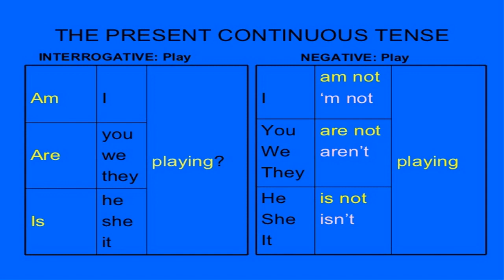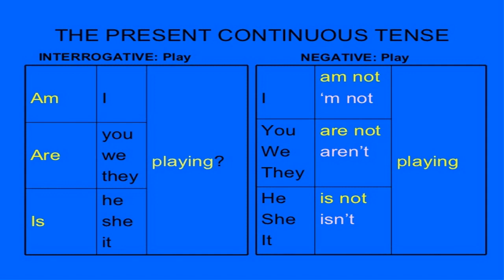Now let's see interrogative and negative sentences. For interrogative, the auxiliary will come forward, like am I playing? That means am, then subject and then object. Are you playing? Are we playing? Are they playing? With singular subjects, is: is he playing? Is she playing? Is it playing? For negative, after your auxiliary, not will be supplied.